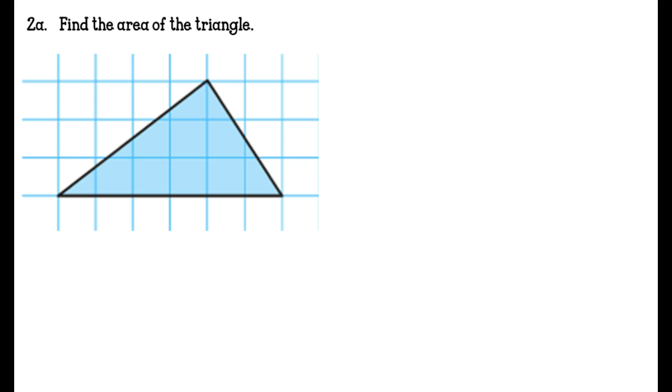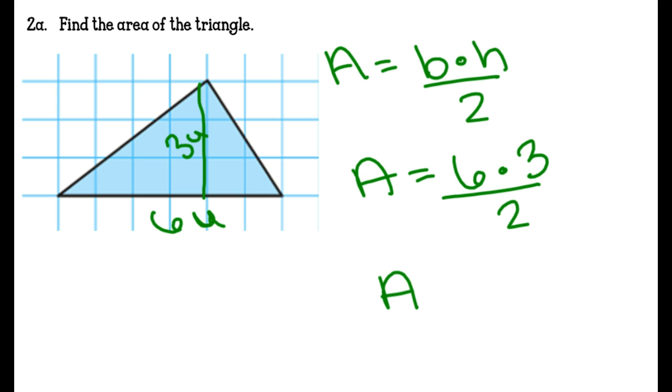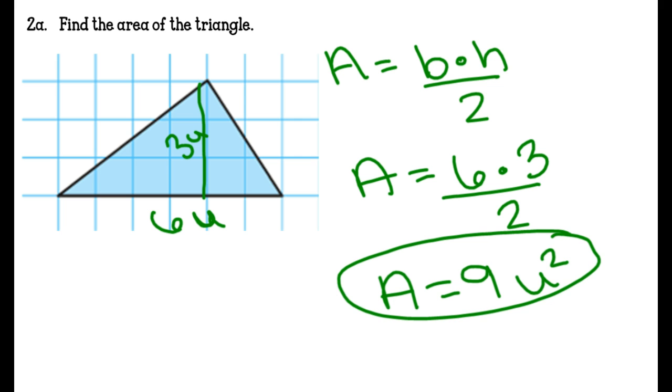2A, find the area of the triangle. So again, I'm going to count how many units my base is, and it's 1, 2, 3, 4, 5, 6 units. And then I count my height, and I have 1, 2, 3. So the area of a triangle is base times height divided by 2. So area equals, the base is 6, the height is 3, divide by 2. So area equals 9 units squared. I circle it, and that's my answer.